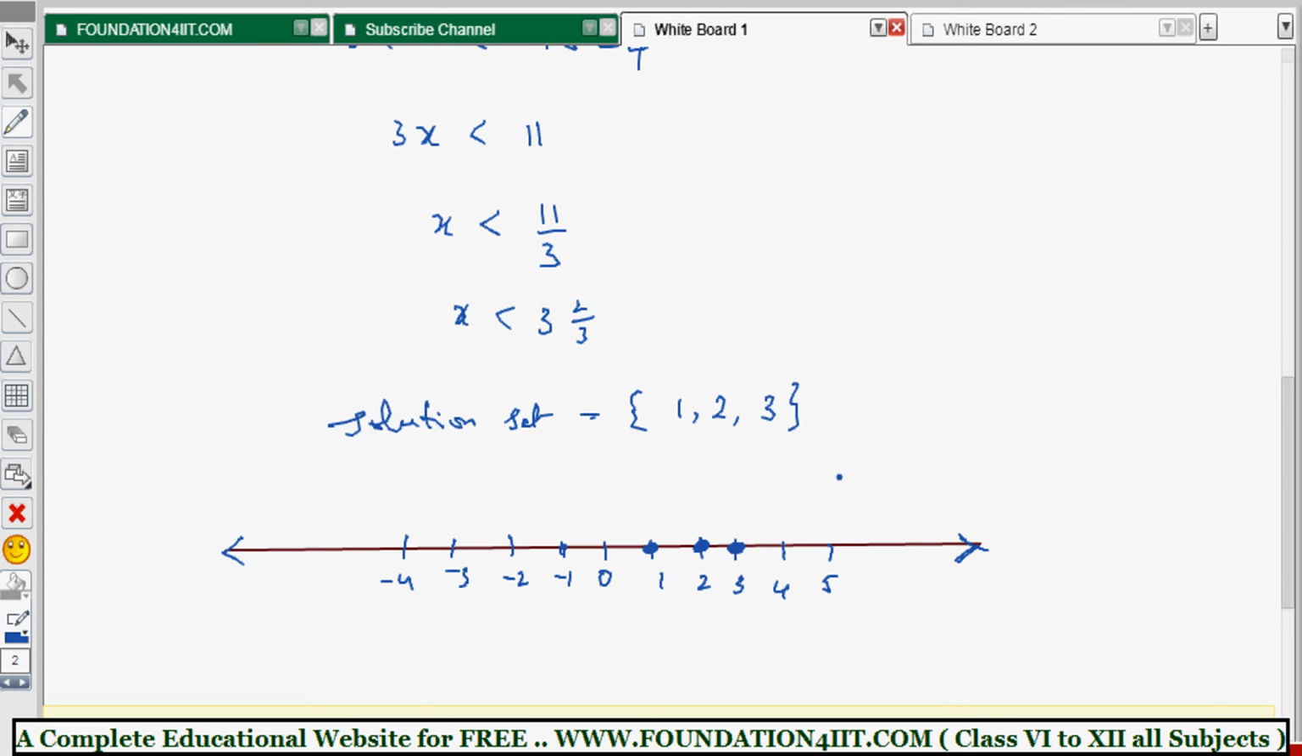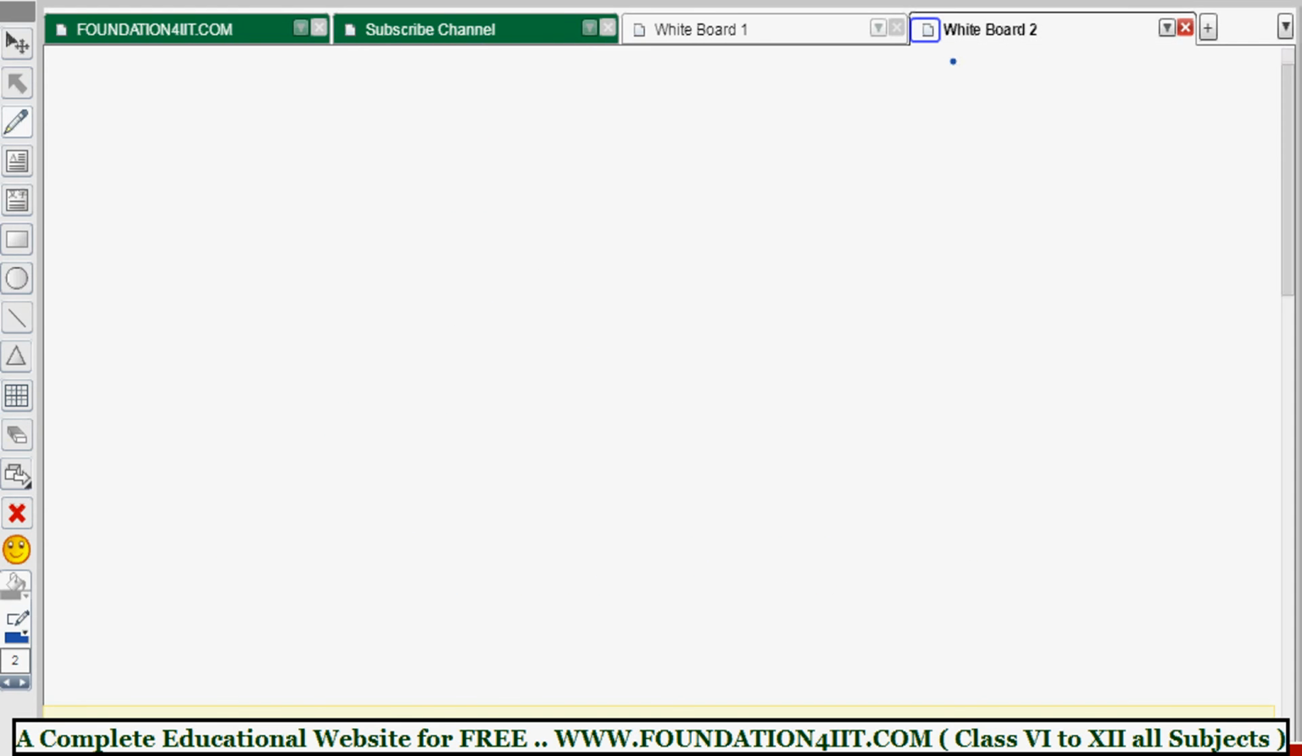This is only for natural numbers. Natural numbers and whole numbers you also represent with circles, and rational numbers is different. I will show one more example. Let me show you one more question.